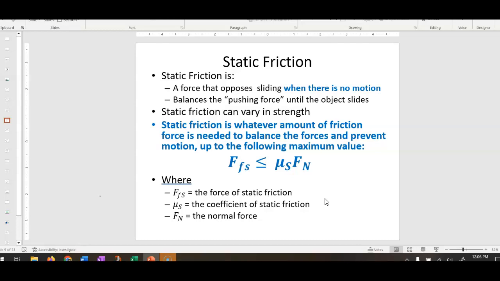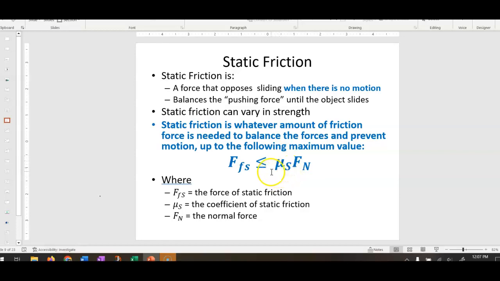But it has a limit. It has to be less than or equal to some maximum value. And that maximum value is calculated according to this formula. On the left, we have the force of friction, and you've been used to seeing F with an f subscript to represent the friction force, but now there's an additional subscript here. This s means that we're talking about friction in the static friction realm, and the static friction must be less than or equal to mu sub s.